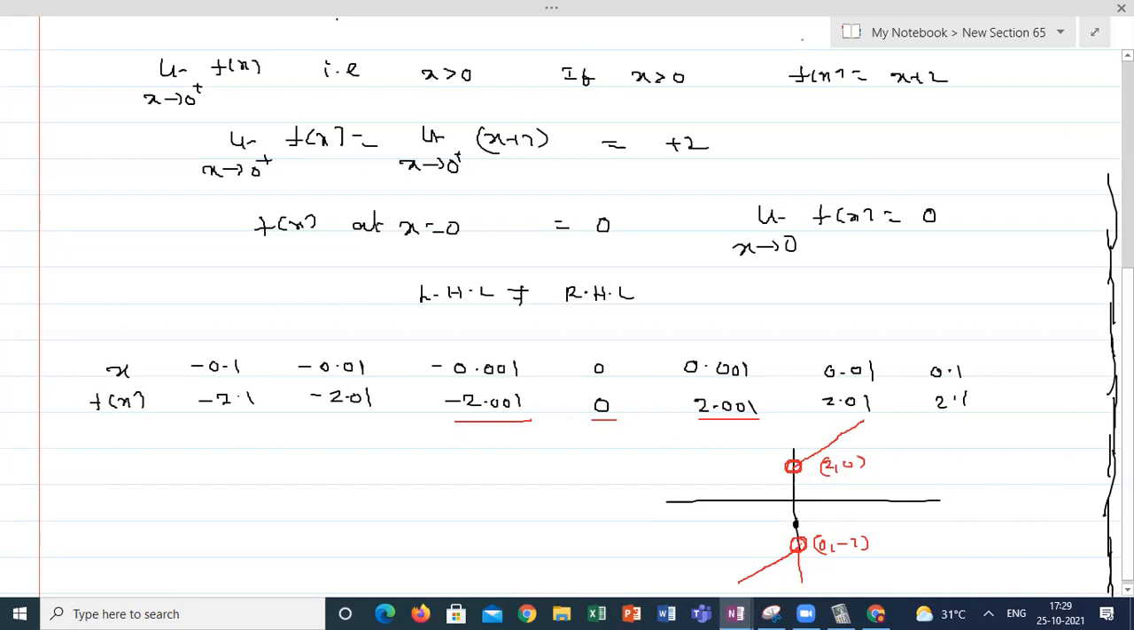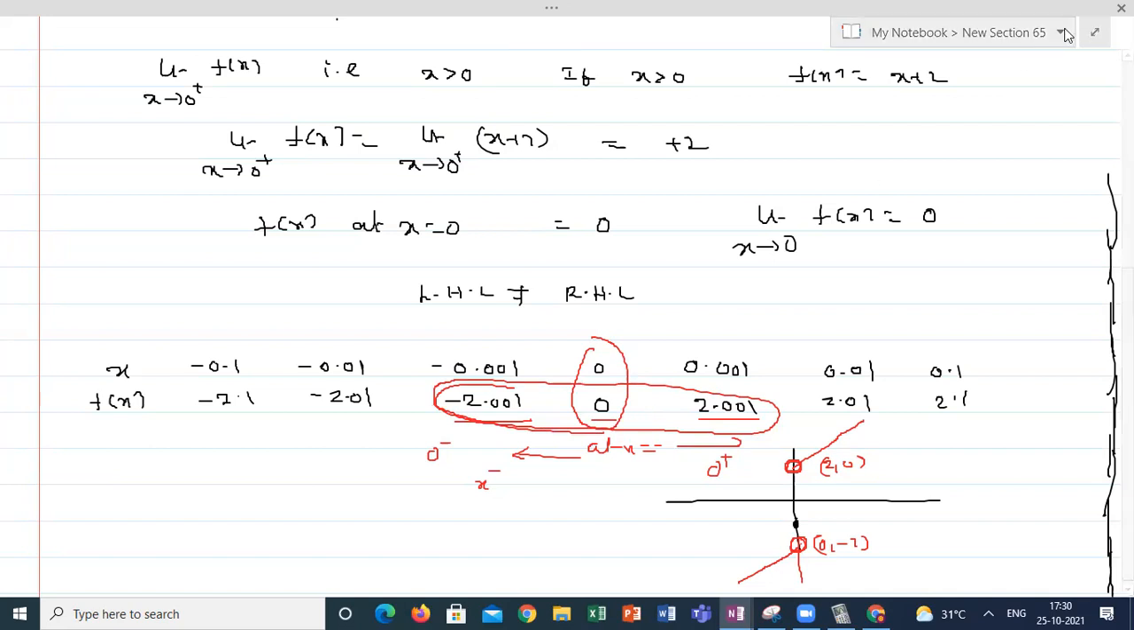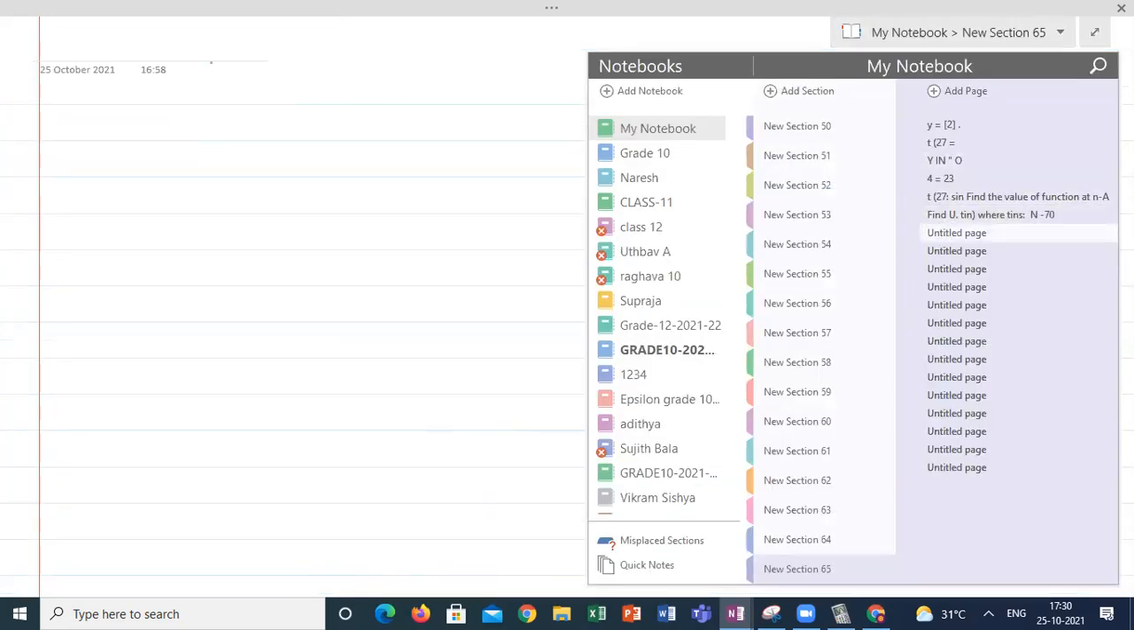See, this is where he is asking us to check at x is equal to 0. On the number line, this side, x less than, that is 0 minus values. On right side, it is 0 plus. So these three values must be almost same. Can you check this question?